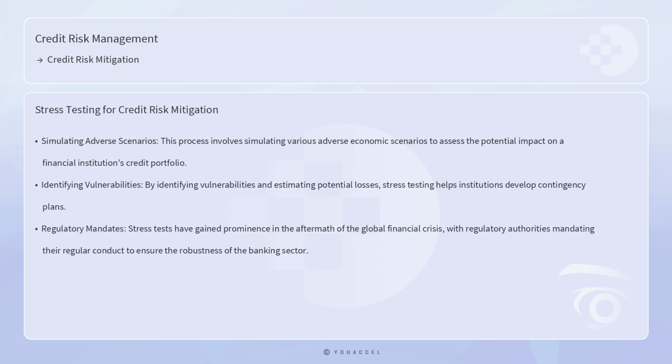Stress testing is another valuable tool for credit risk mitigation. This process involves simulating various adverse economic scenarios to assess the potential impact on a financial institution's credit portfolio. By identifying vulnerabilities and estimating potential losses, stress testing helps institutions develop contingency plans and strengthen their risk management practices. Stress tests have gained prominence in the aftermath of the global financial crisis, with regulatory authorities mandating their regular conduct to ensure the robustness of the banking sector.